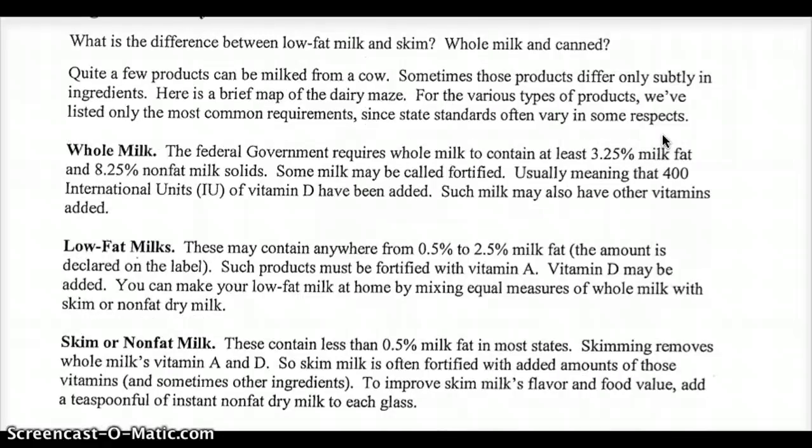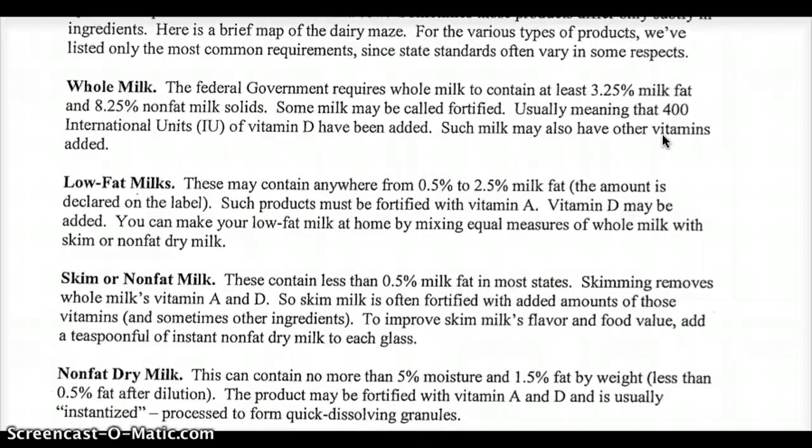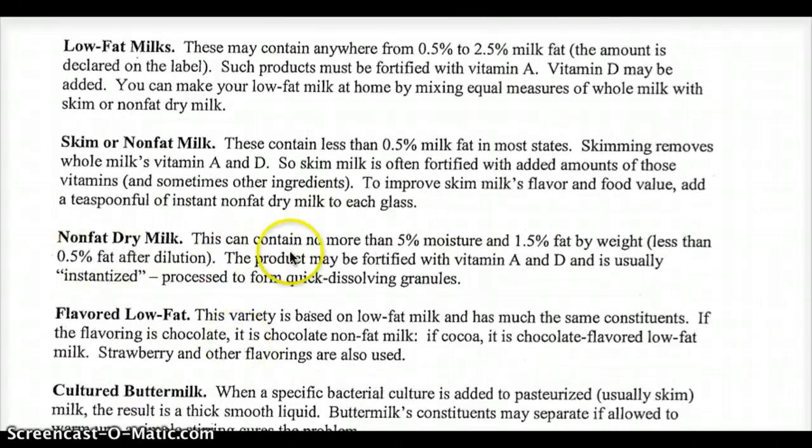All this stuff is only slightly important. I'd put it on the scale of, you don't need to know that much, just have a general idea. So again, 0.5% milk fat in most states. Skimming removes whole milk's vitamin A and D, so skim milk is often fortified with added amounts of those vitamins. Okay, so you have a good idea. Non-fat dry milk can contain no more than 5% moisture. Okay, so you have a pretty good idea.